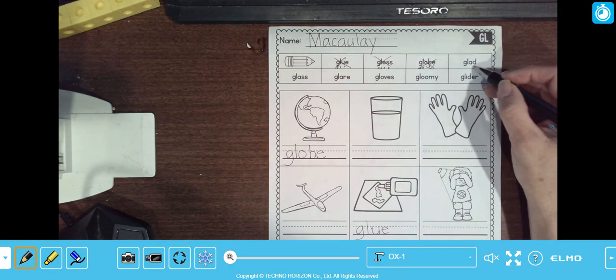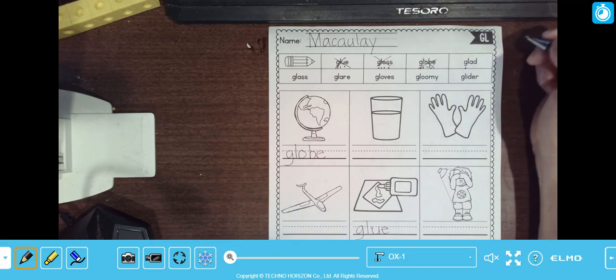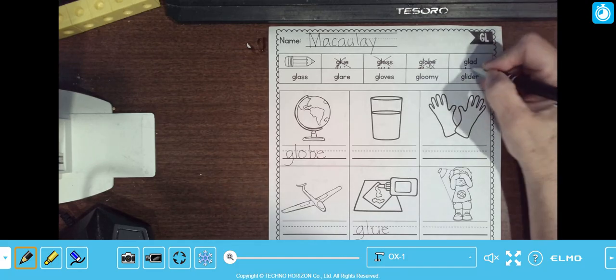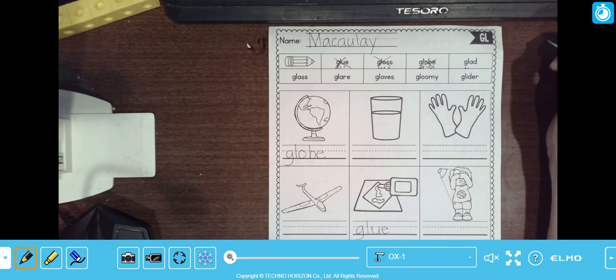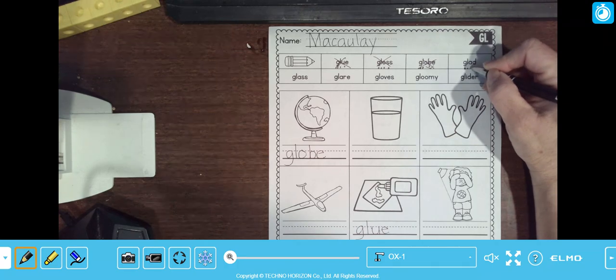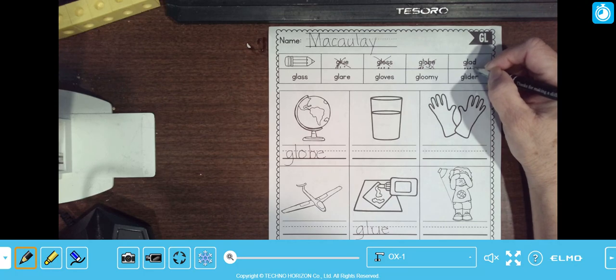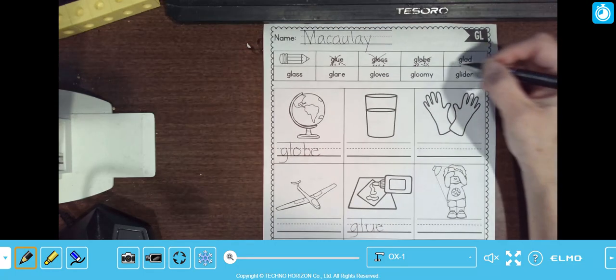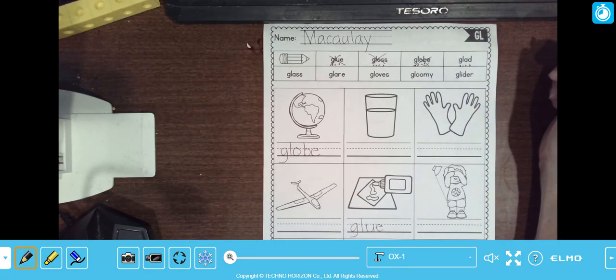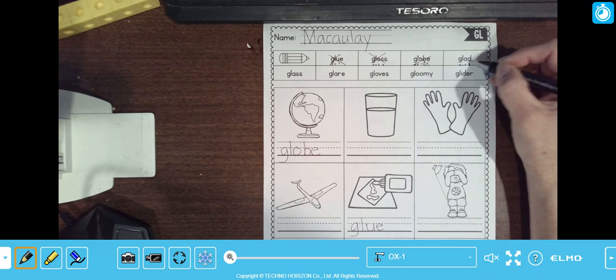Okay, let's go to this one right here. This one has 4 sounds. First sound is G, right? Second sound is L. Next sound is the short A, and the last sound is the D. What word is this? Yes, it's glad. G, L, A, D, glad.